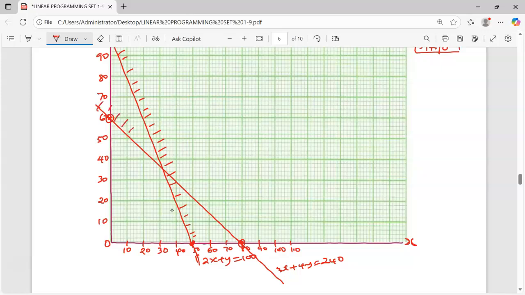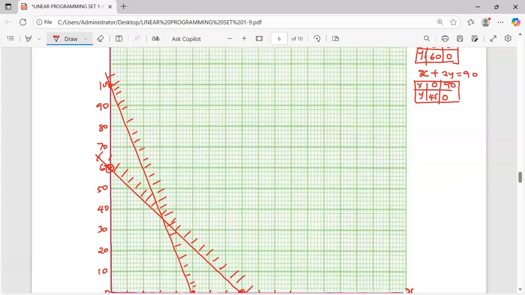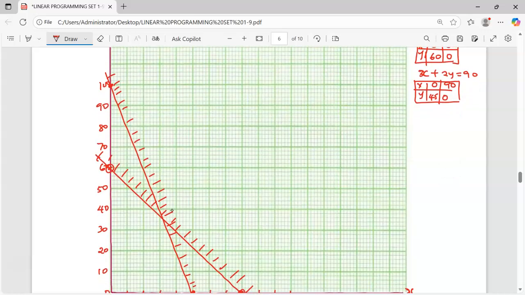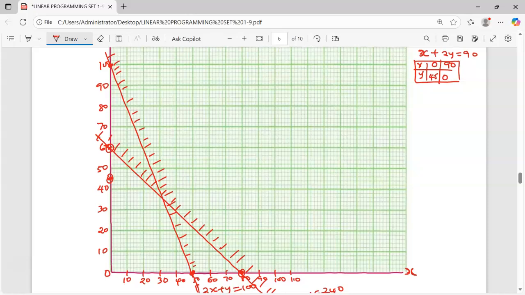Again, the inequality symbol tells us that what we need is below this line, and therefore we are going to shade the upper part. The last one is what we have as x plus 2y is equal to 90. When x is 0, y is 45. 45 is at this point here. And when x is 90, y is 0 at this point here.